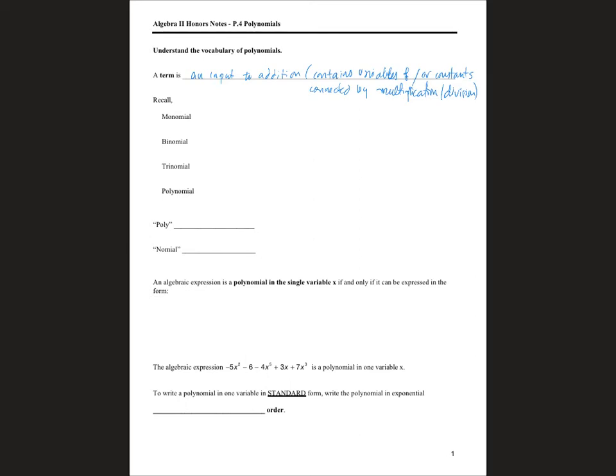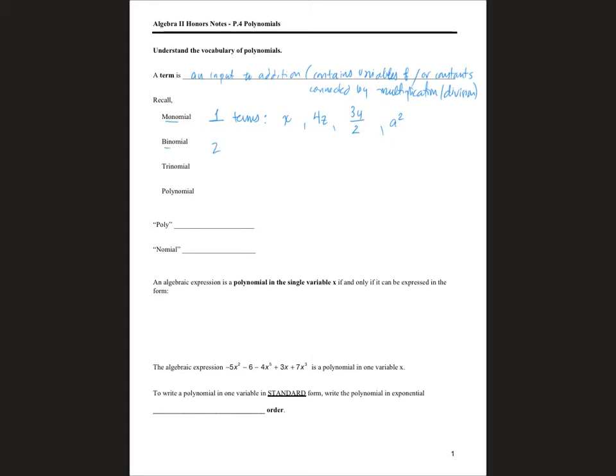So recall, a monomial is one term, monomial, one term, and again, it can be a variable or constant and a variable, coefficient and a variable, connected by multiplication and or division. So those are each examples of one term.